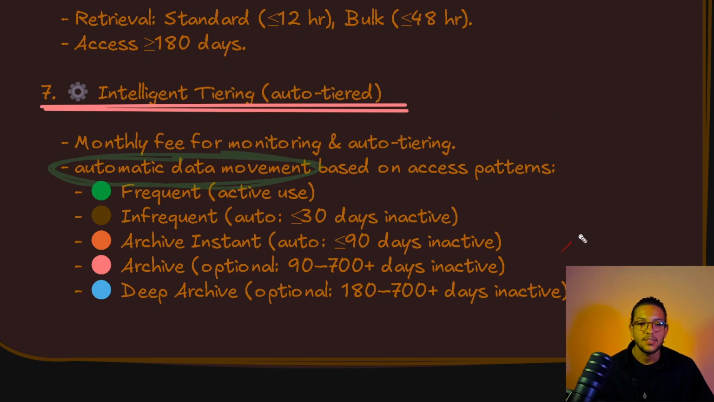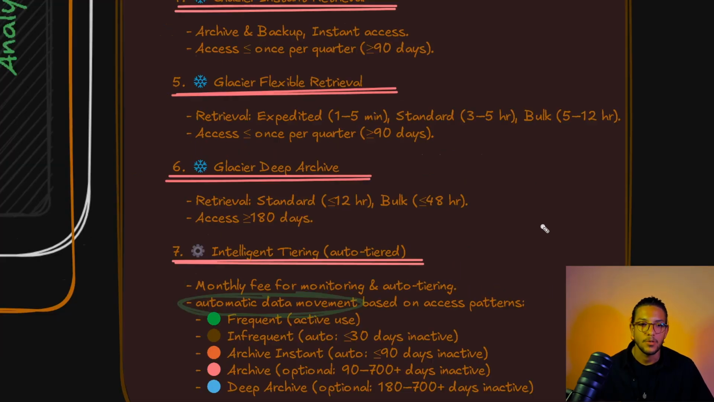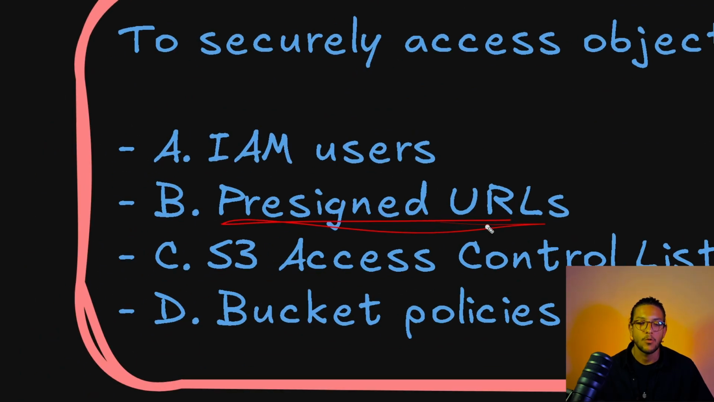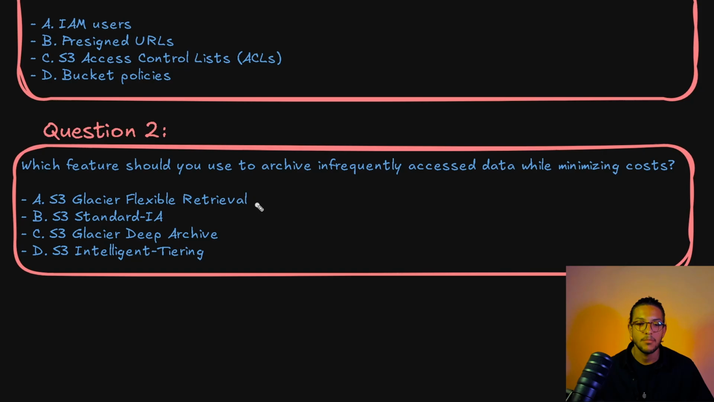Alright, now let's test your knowledge with two exam style questions about S3. I'll give you guys a little time to read it through and think of a solution for it. For this one, the correct answer will be pre-signed URLs, since they allow secure access to objects in a bucket without exposing credentials. Let's move on to the last question. So I'll give you guys the same time to think about it, and then I will tell you the resolution.